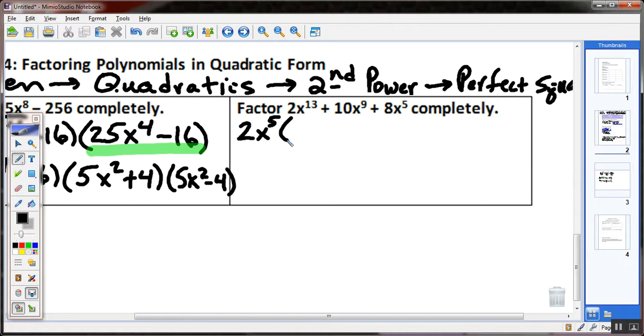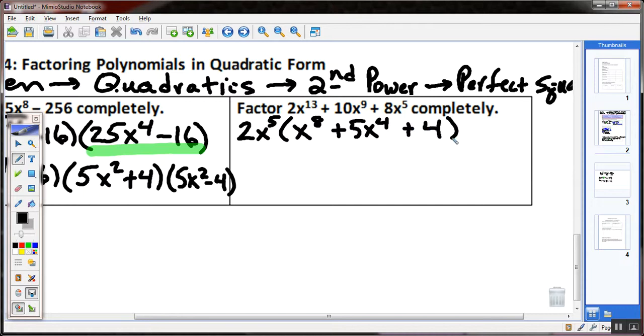So if I take x to the 5th out of x to the 13th, what's left? X to the 8th. If I take 2x to the 5th out of here, what's left? 5x to the 4th. Yep. If I take 2x to the 5th out of here, what's left? 4.